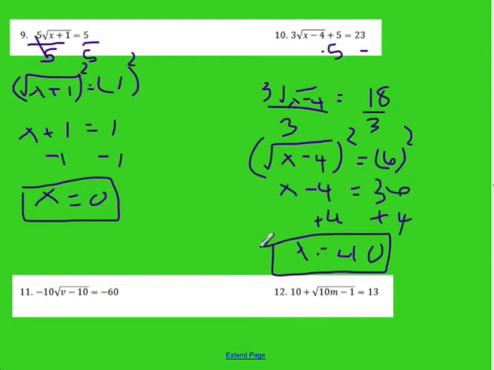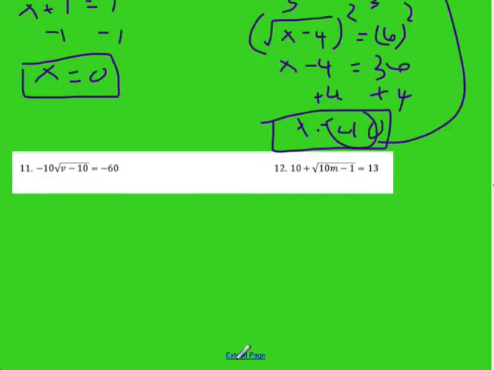Curious if you did it right, you can always take that 40, plug it in there, and make sure when you solve all that out, you get 23. All right, let's take a look at number 11.